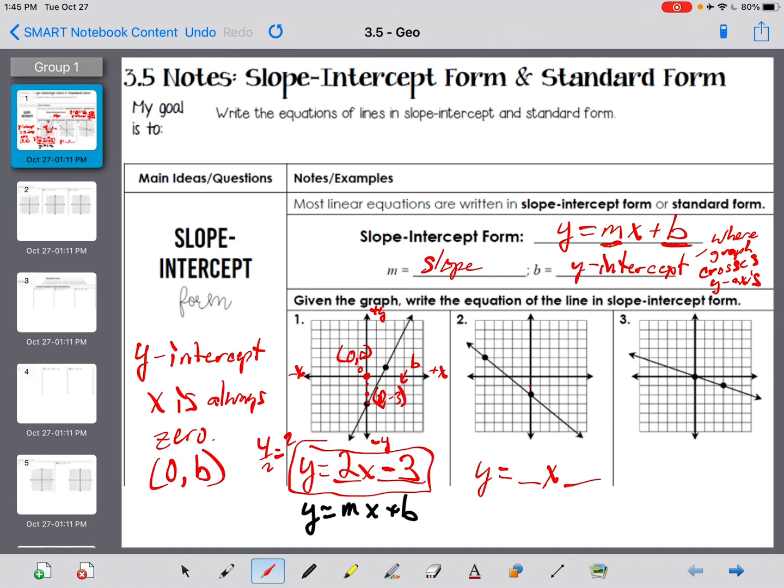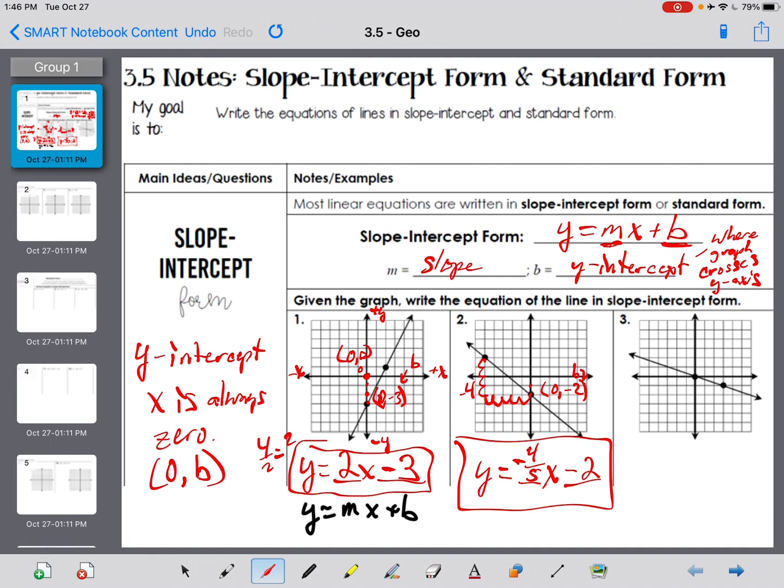Y equals something x and something. I'll do the b first this time. It's 2 down, so it's a negative 2, because that's the point 0, negative 2. And that's my b. But I need the slope. The slope is negative, so I'm going to put that on there already. I know it's that because it's going down. So let's see if we can count. See, 1, 2, 3, 4 down, and 1, 2, 3, 4, 5 over. So it should be a negative 4/5. That's the equation of the line in slope-intercept form.